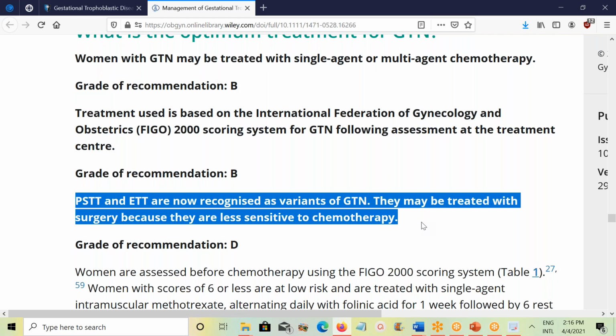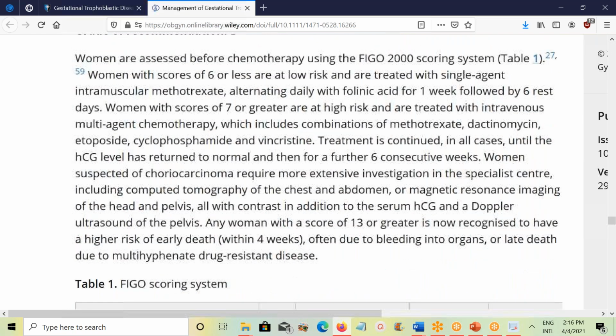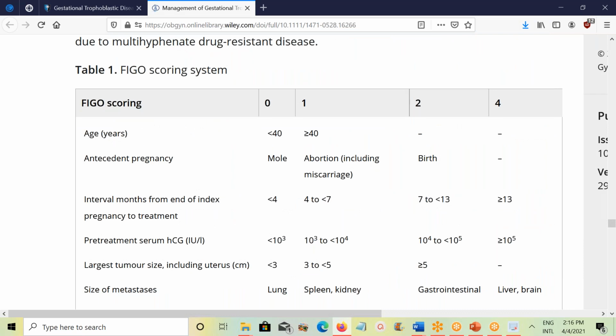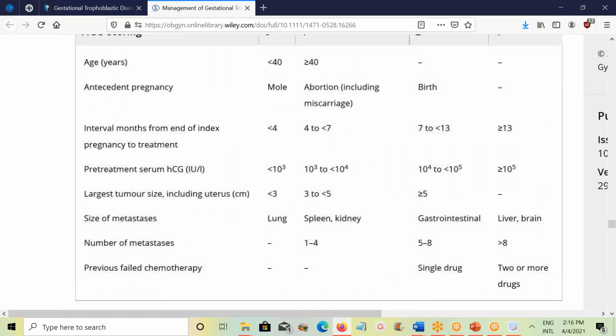The exam question is: which of the following is least responsive to chemotherapy? Or they will ask which of the following tumors should be removed surgically? PSTT and ETT should be removed surgically. That is the point. As you know, the FIGO scoring system is very helpful. If the score is less than 6, then we offer single agent therapy, and if the score is 7 or higher, then we offer multi-agent therapy.